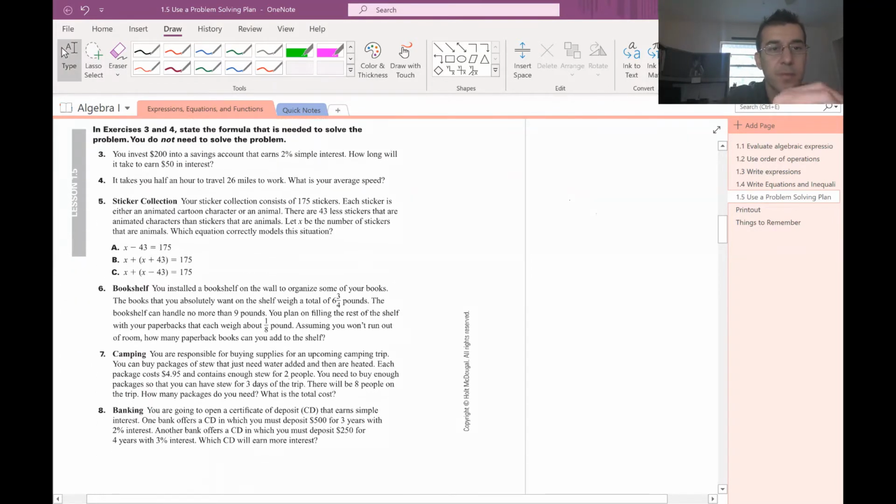For 3 and 4, we just have to state the formula. We don't have to solve the problem. You invest $200 into a savings account that earns 2% simple interest. So when you see the term simple interest, the formula is always I equals PRT. I is the interest amount, P is the principal amount, R is the rate or the interest rate, T is the time.